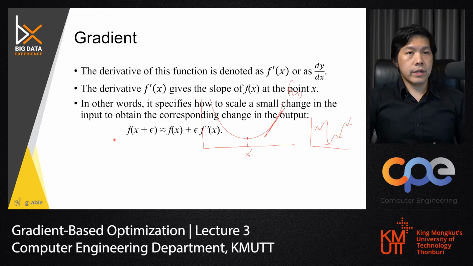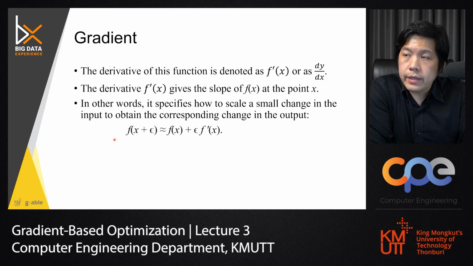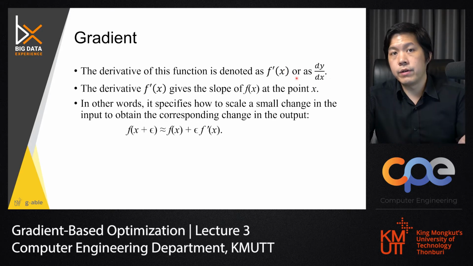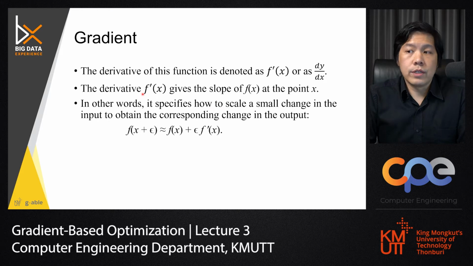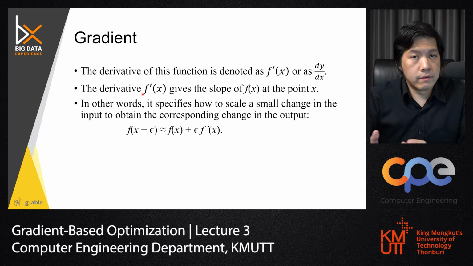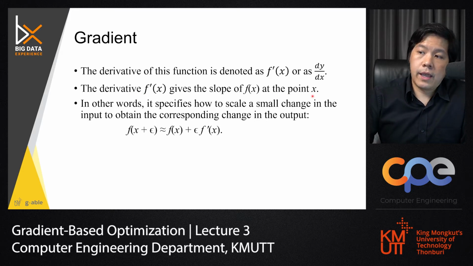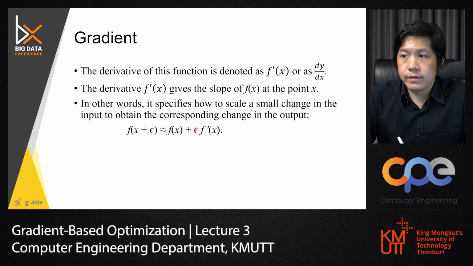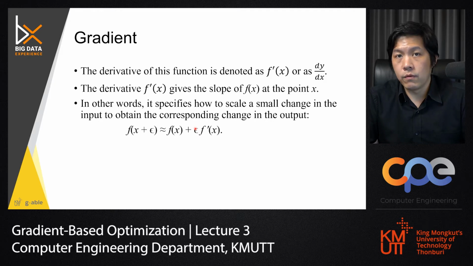Okay. So in order to identify the lowest point, we can take the derivative of the function, calculating f'(x), or df(x)/dx, or dy/dx, the derivative that you have known from undergrad level. This f'(x) gives you the slope of the function f(x) at the point x. What does it mean? It means that if you want to know f(x + epsilon), this value can be approximated by f(x) plus the derivative multiplied by epsilon, the small amount. This approximation allows us to explain the change in the value.